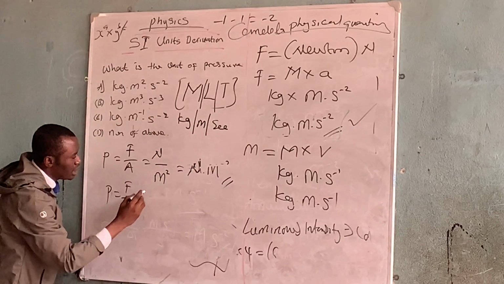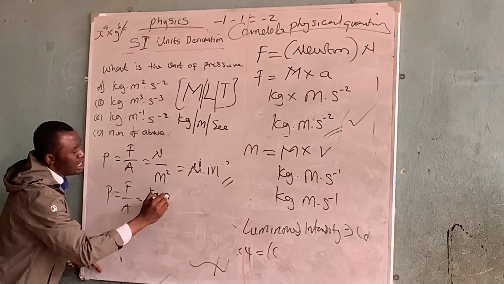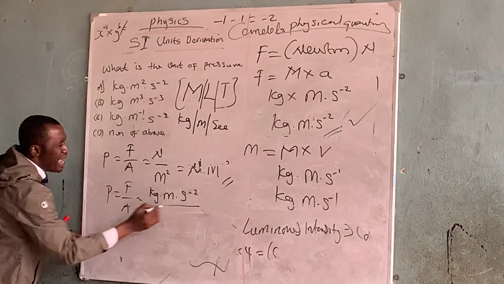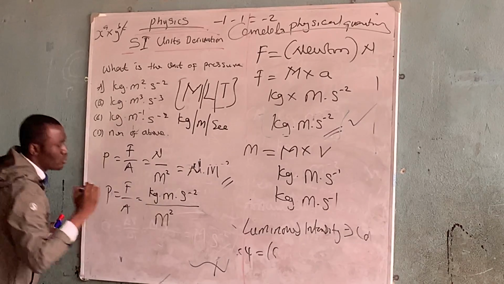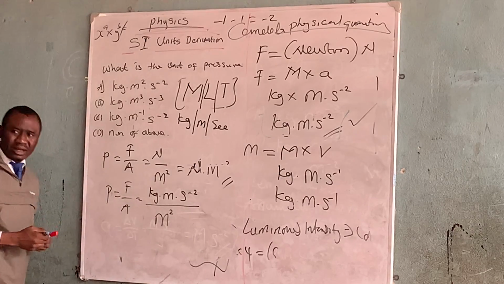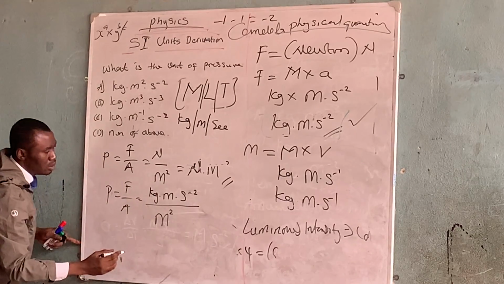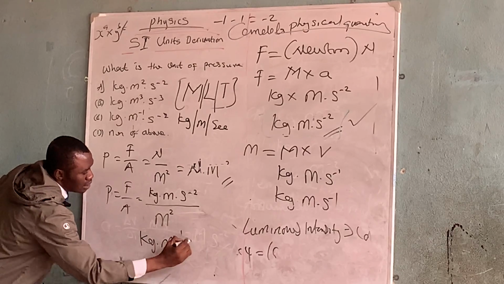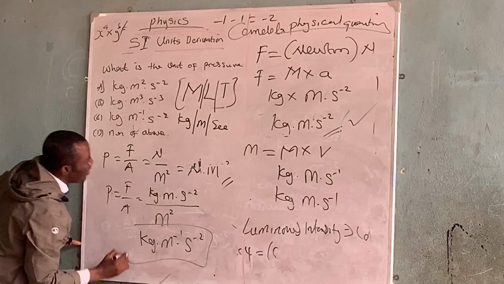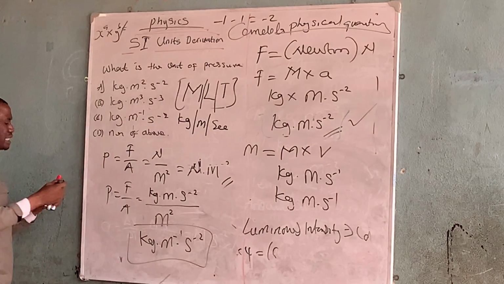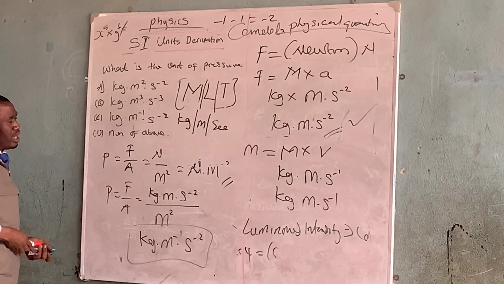Kilogram meter per second to the power of minus 2. Now when divided by area, area is meter to the power of minus 2. 1 minus 2 will give you what? Minus 1. Kilogram, meter to the power of minus 1, and second to the power of minus 2. So can we find the answer for pressure? Okay, we have C. Option C is the correct answer.